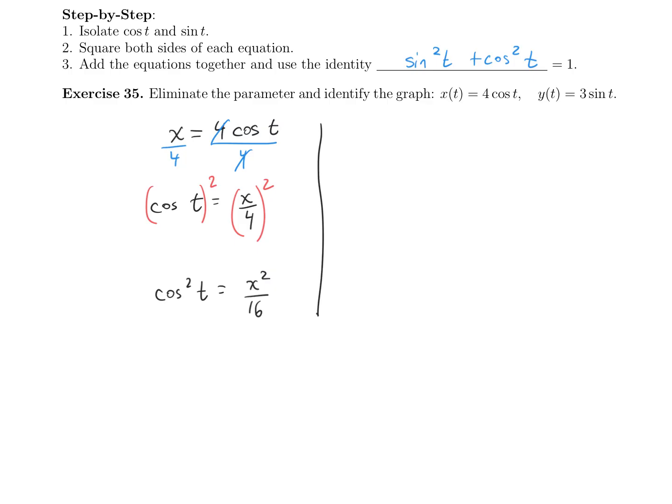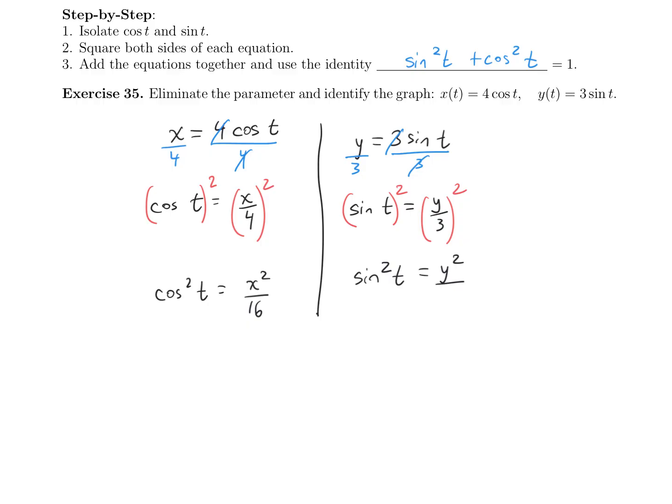Okay, we do the same exact thing for the other equation, y equals 3 sine t. Isolate the sine by dividing both sides by 3. Sine t equals y over 3. And then we square both sides of the equation. And once again, we're squaring both sides because we want to be able to apply the Pythagorean identity. You can't apply it unless you have sine squared plus cosine squared.